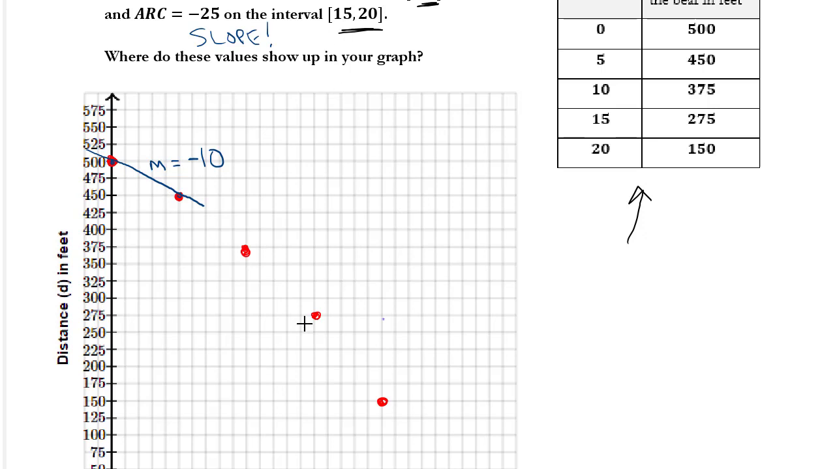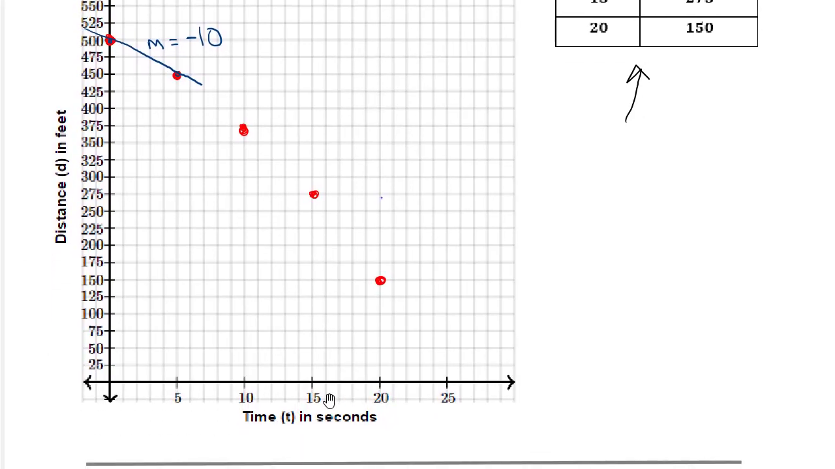What about this interval over 15 and 20? So let's just move the graph up a little bit. So this interval we're talking about is right here, right? We already did the interval from 0 to 5. Now we're talking about 15 to 20. Well, here's the point at 15. Here's the point at 20. If I drew a perfectly straight line between those 2 points, it means that the slope would be equal to negative 25. So that is how we graphically interpret average rate of change.